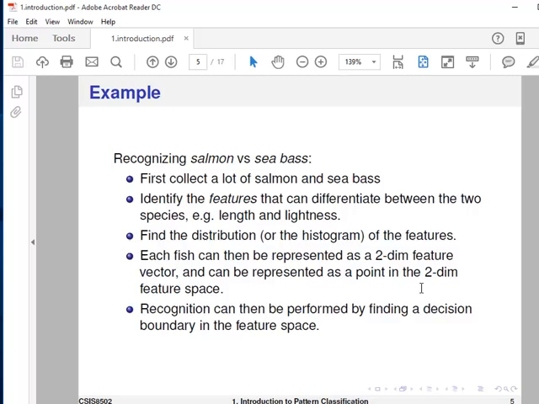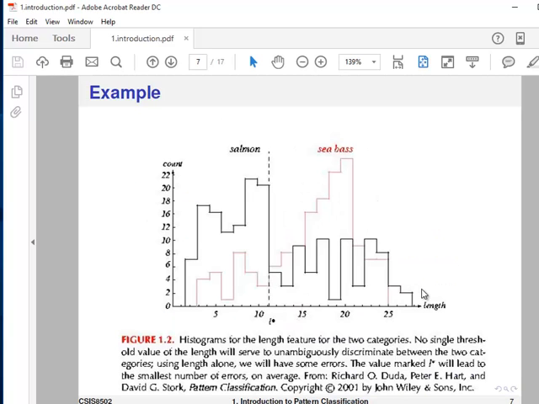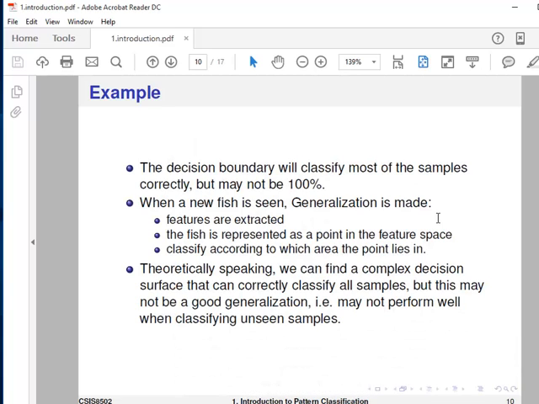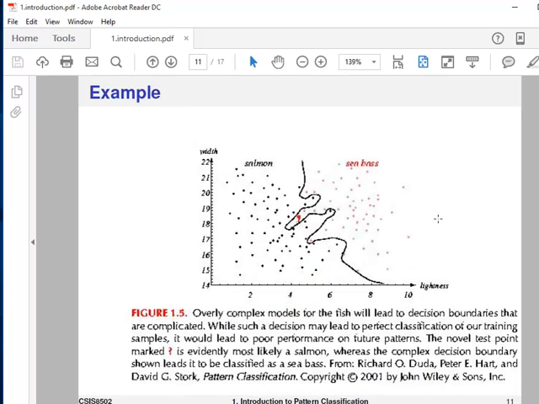So this is an example. We'll come to the example later. You can read it from the book, Duda's book. Basically, there are two types of fish. In doing the classification, this line gives the discrimination between two different types of classes, representing salmon and sea bass. So these are the classifiers, creating the decision boundary.